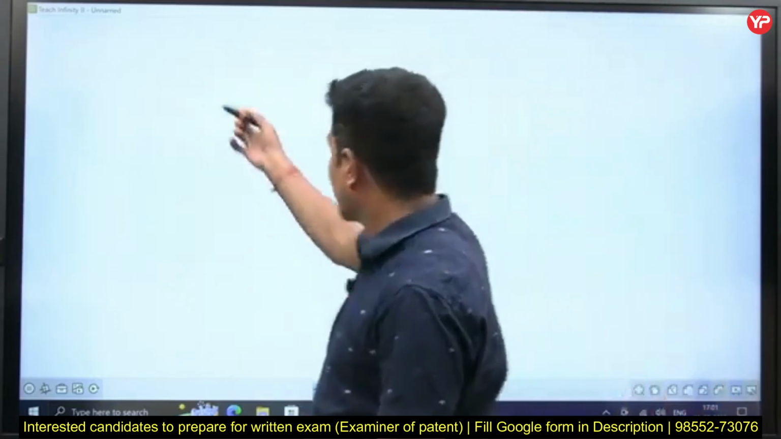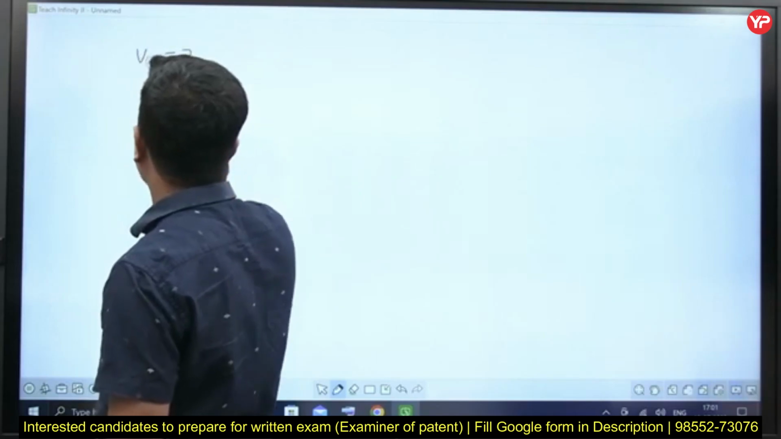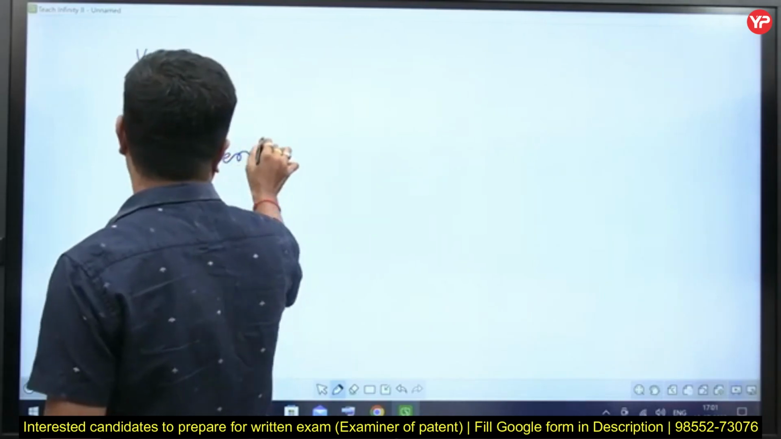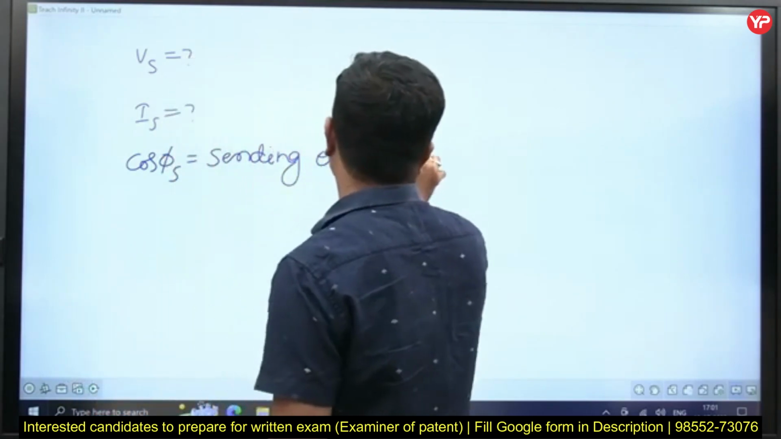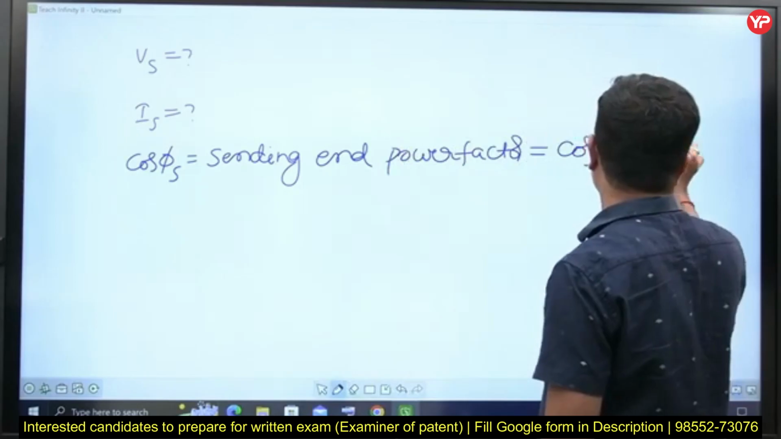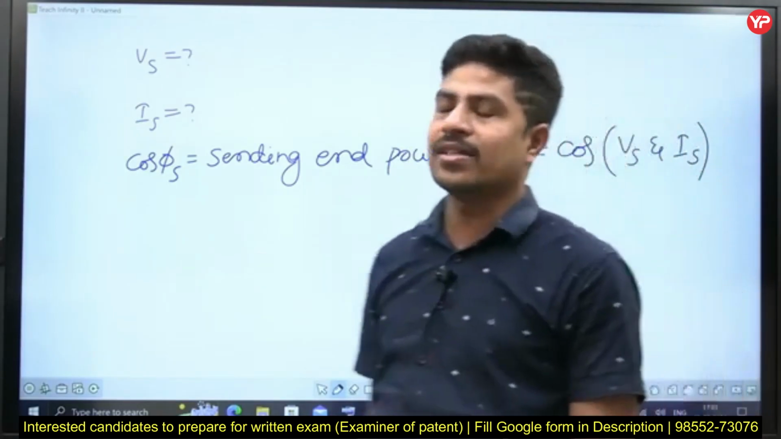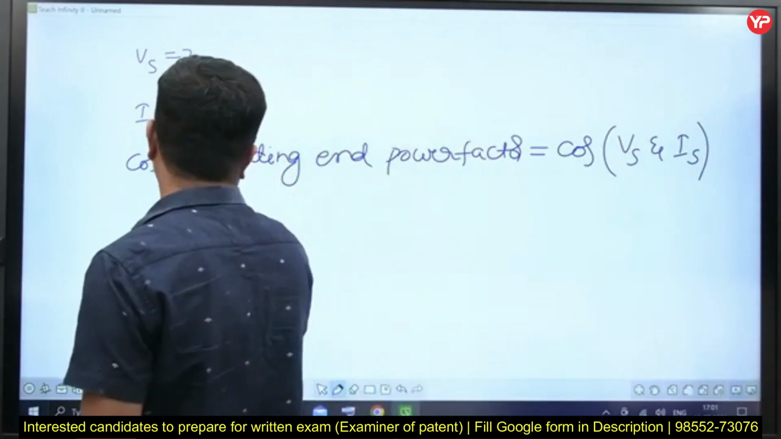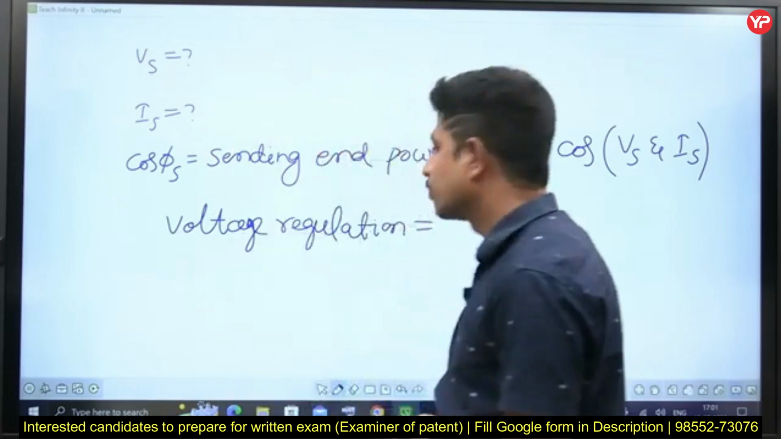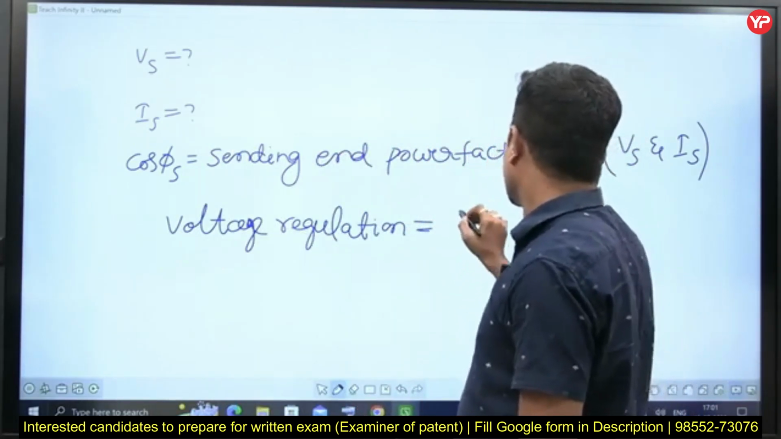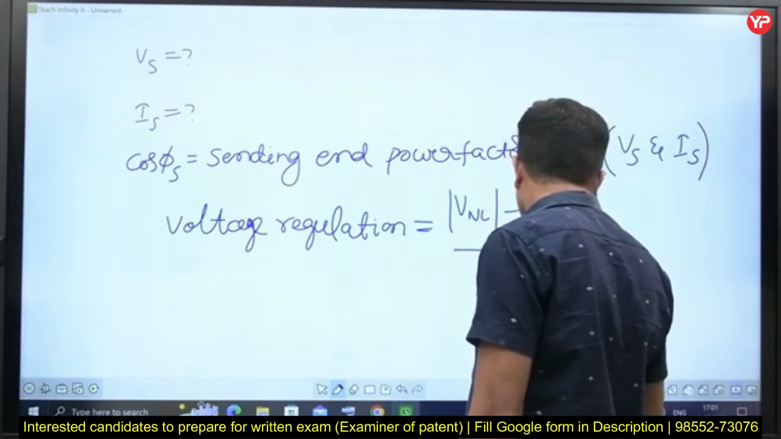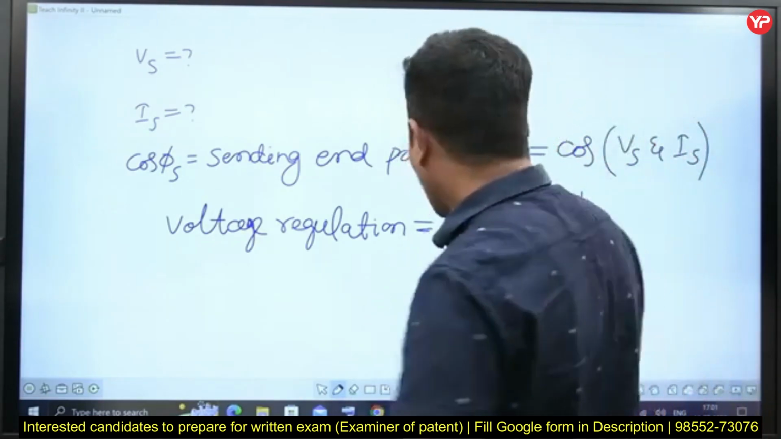What is expecting from us? He is asking us to find Vs, find Is, find cos phi s. What is cos phi s? Sending end power factor, that is nothing but cosine of angle between Vs and Is. And voltage regulation. What is the voltage regulation formula? No load receiving end voltage minus full load receiving end voltage, divided by full load receiving end voltage. This is voltage regulation.